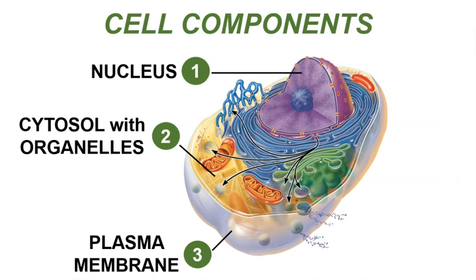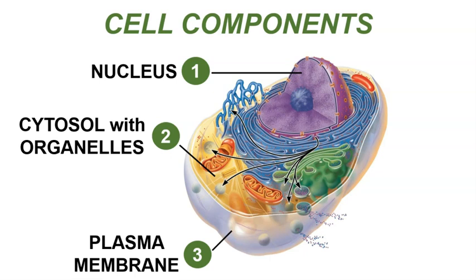So rather than reviewing every single one of the 200 plus cell types in the body, let's instead look at the structures that are going to be common to most cells. Cells will generally have three components. They will generally have a nucleus, which contains the DNA of the cell.